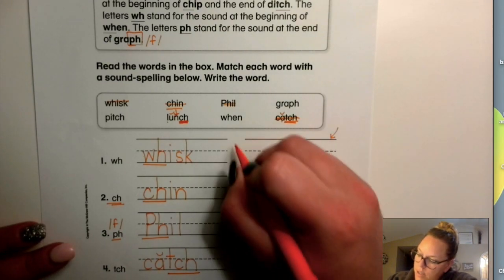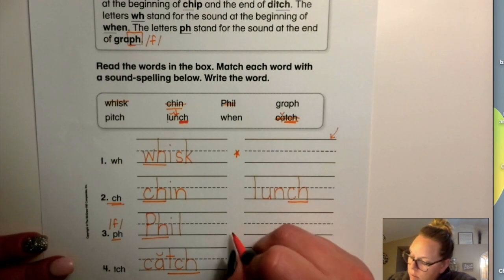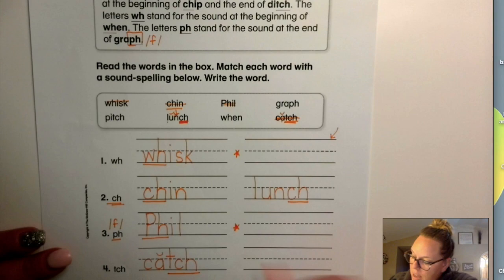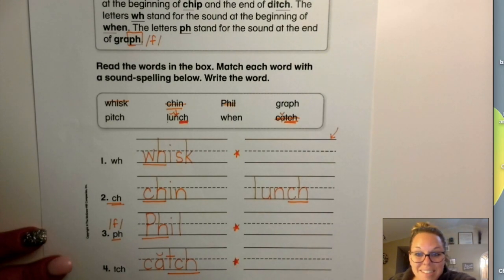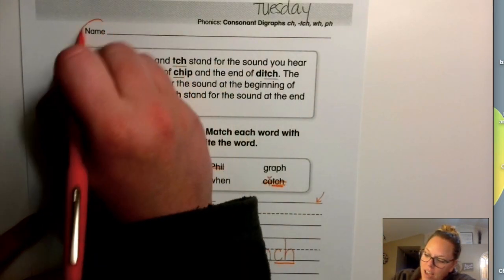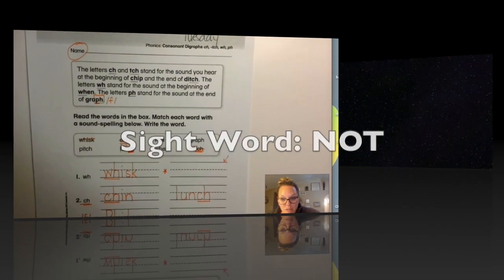All right, friends, so you have to find a word that has the w sound, the word that has the f sound, the PH, and a word that has the ch sound with the TCH. When you are done with this sheet completely, double check to make sure that your name is on your paper, and then go ahead and put this into your Tuesday folder.